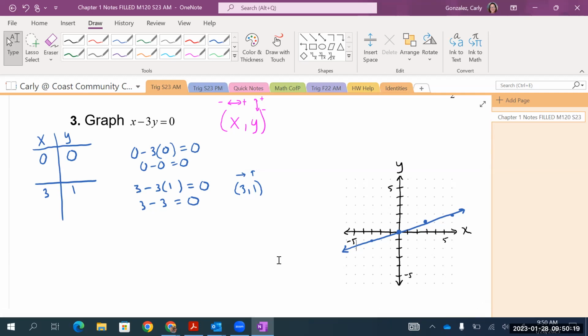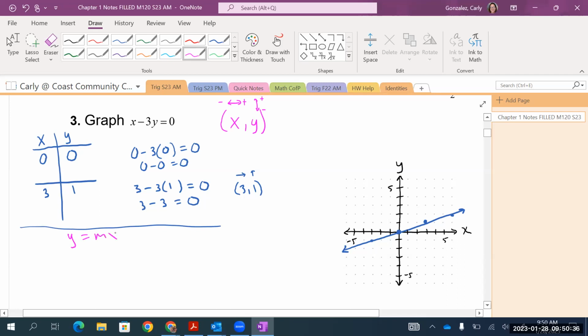Now, there's also slope-intercept form. And this is more of a review. It's pretty involved, but just so you've seen it, we could also use the form y equals mx plus b. So if this is one strategy that you like, then you could solve for y. If I take that equation, x minus 3y equals 0, and I want to solve for y, the first step is subtract x from both sides.